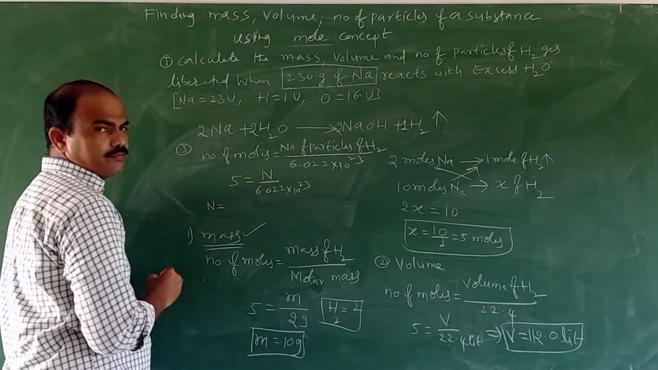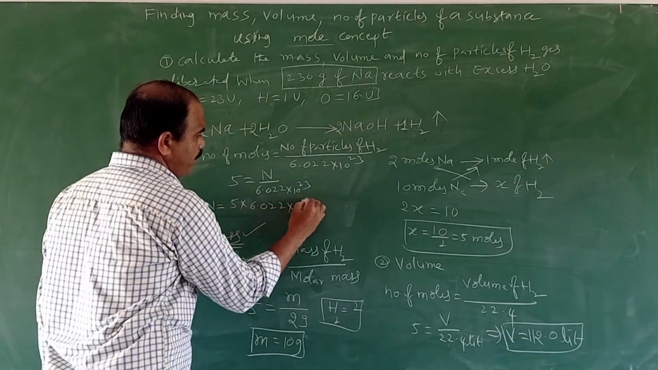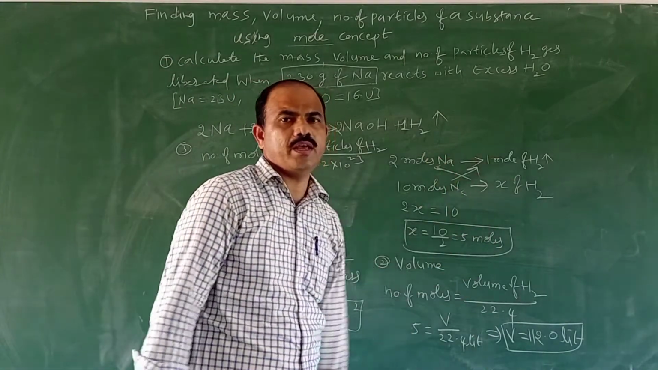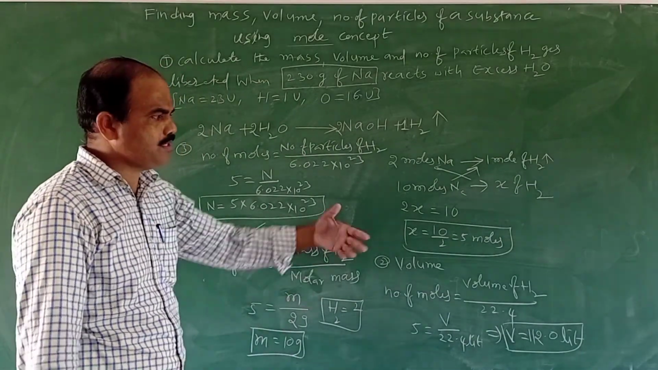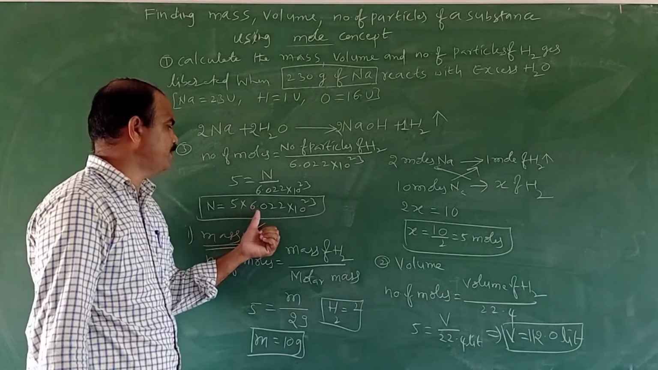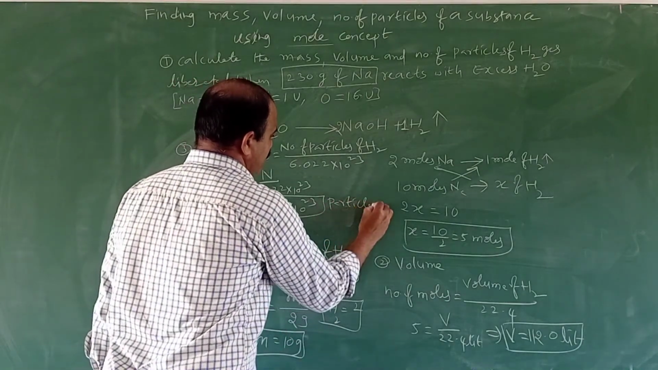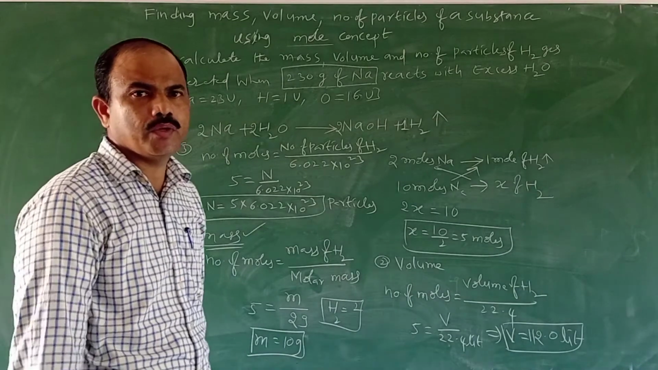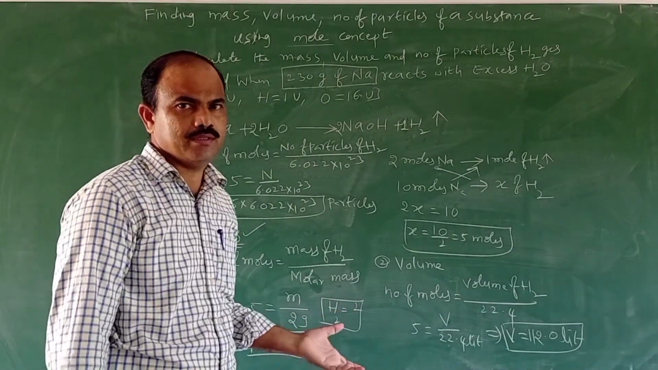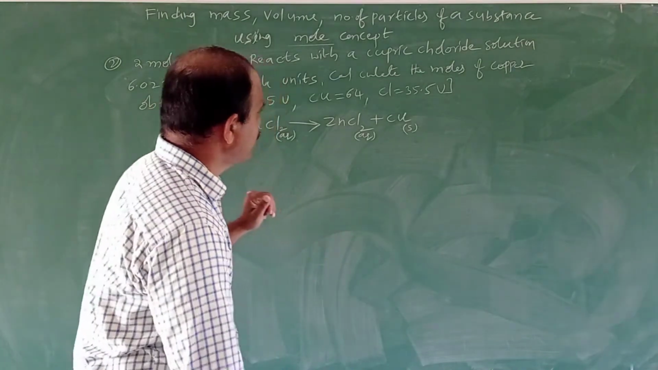n equals 5 into 6.022 into 10 power 23 particles. When 5 moles of hydrogen gas are liberated, how many particles does it contain? 5 into 6.022 into 10 power 23 particles. In this way you can calculate the mass, volume and number of particles of any substance. So now coming to the second problem, or second reaction. What is the second reaction given?